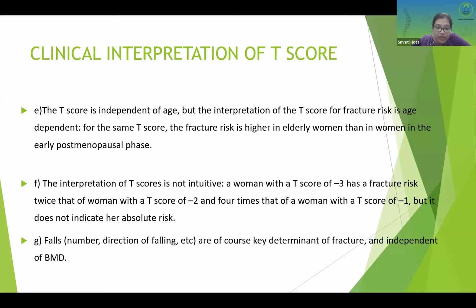Because older females often have additional factors like poor balance, slow reflexes, thin cortical bone, and high fall risk, all of which compound the fracture vulnerability. And secondly, the T-score is also not intuitive. A drop of 1 T-score unit represents a doubling of the fracture risk. So a woman with a T-score of -3 has roughly twice the fracture risk of someone at -2, and nearly 4 times the risk of someone at -1. But this gives us a relative risk.